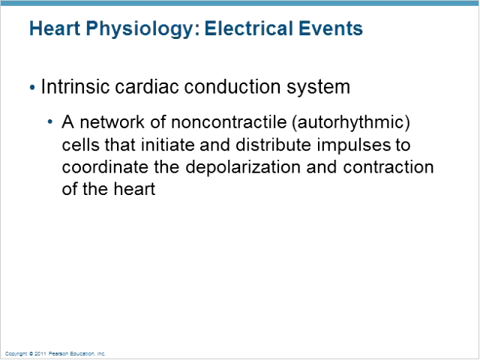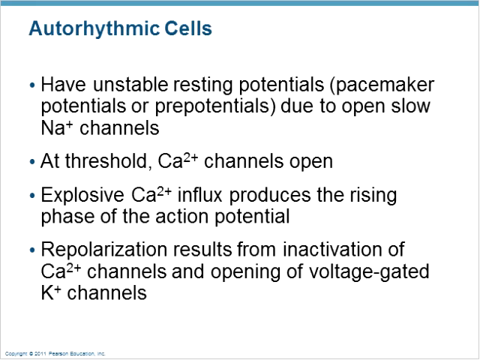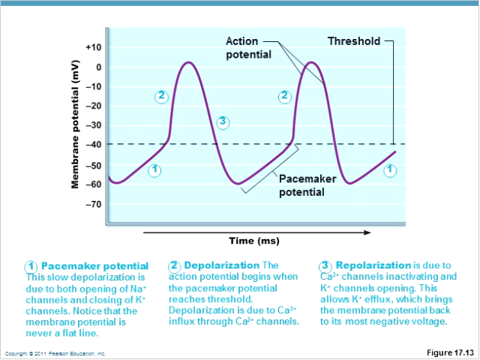There's an intrinsic cardiac conduction system, which is the electrical system of the heart. It's a network of non-contractile autorhythmic cells that initiate and distribute impulses to coordinate the depolarization and contraction of the heart. The autorhythmic cells have unstable resting potentials, that is, pacemaker potentials or prepotentials, due to open slow sodium channels. At threshold, calcium channels open. Explosive calcium influx produces the rising phase of an action potential, and then repolarization results from inactivation of the calcium channels and opening of the voltage-gated potassium channels. And this takes you to that process.